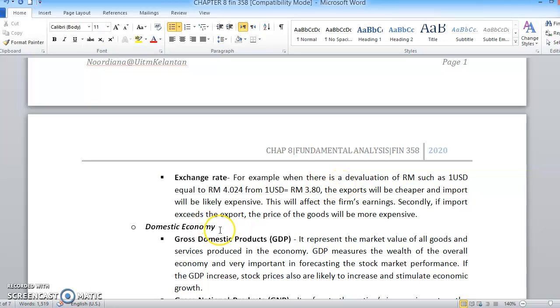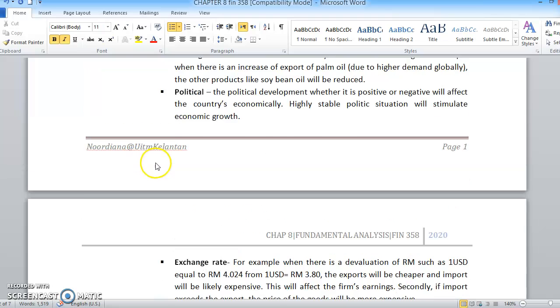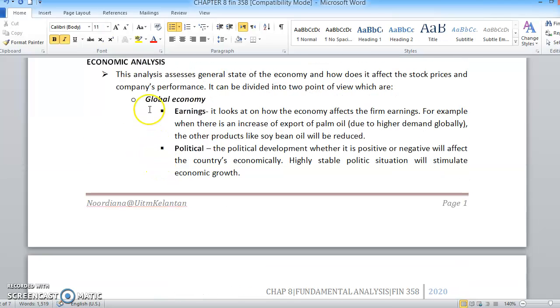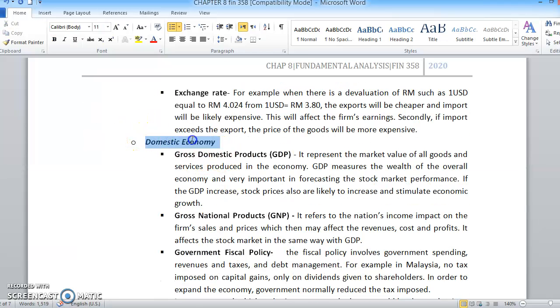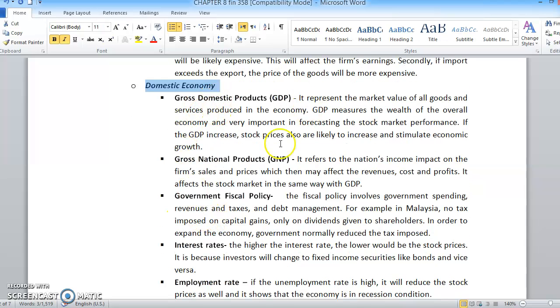Okay, right now the second part, okay, earlier adalah about global economy. So kita ada lagi satu iaitu domestic economy. So this one I will explain in the next coming video.